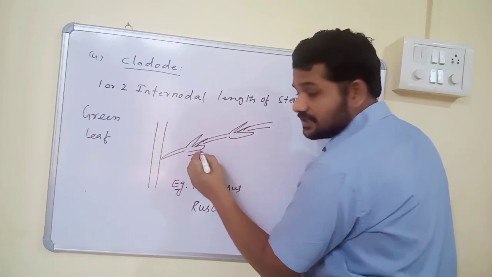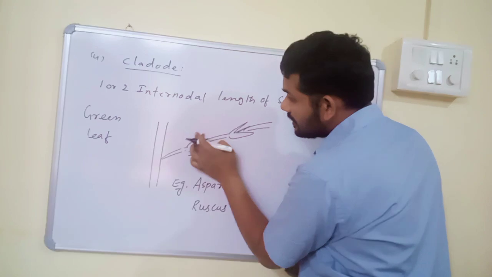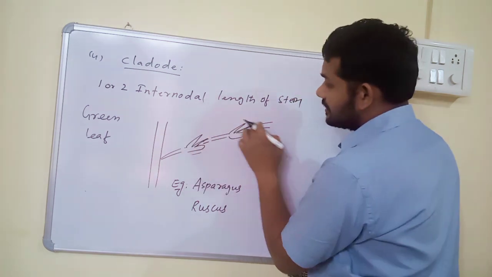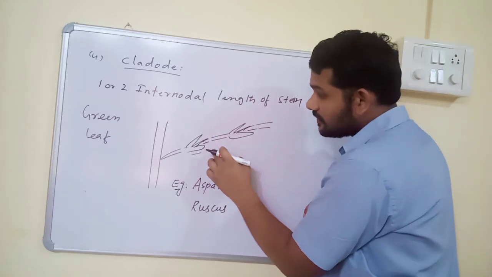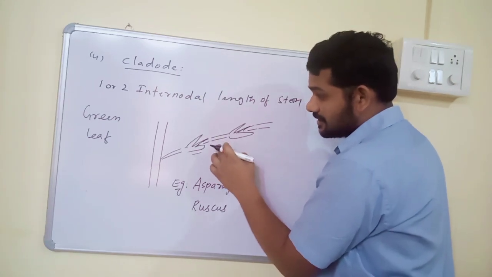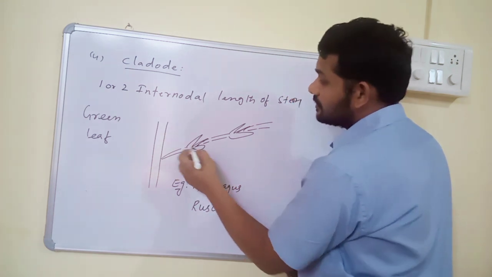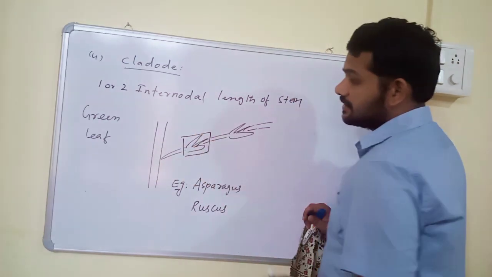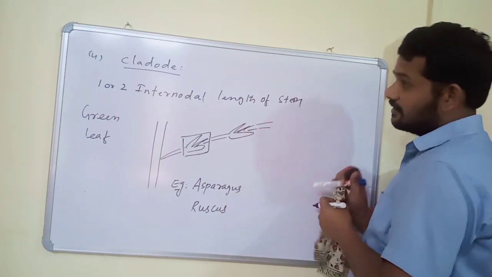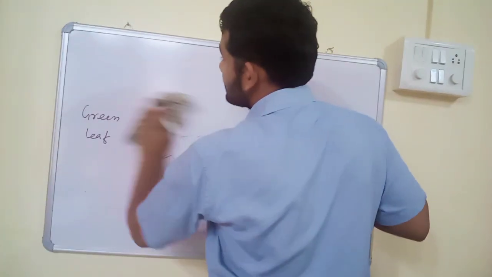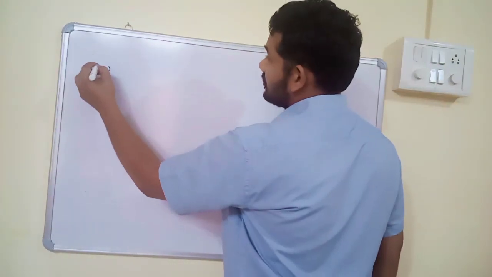So what is an internode? The region between two successive nodes. One or two internodal lengths of the stem modified into a leaf-like structure, and the remaining part remains as stem. But the region of one or two internodes becomes a green leaf-like structure and performs photosynthesis. Examples: asparagus and ruscus. And the last aerial stem modification is bulbil.